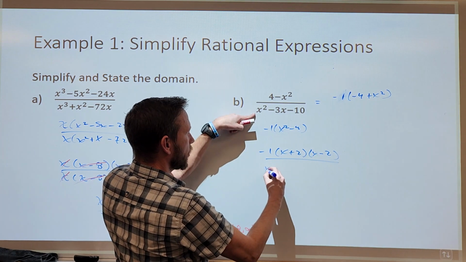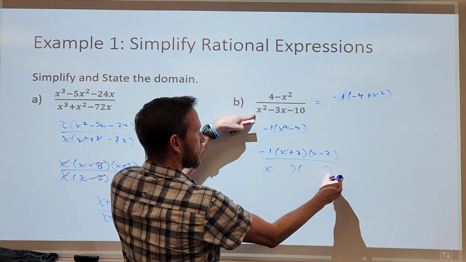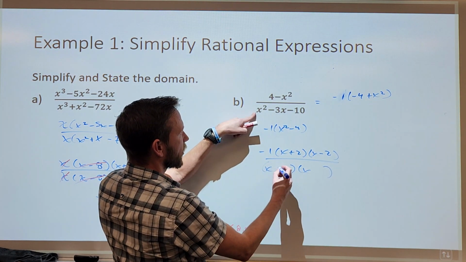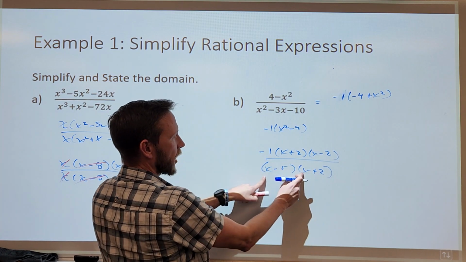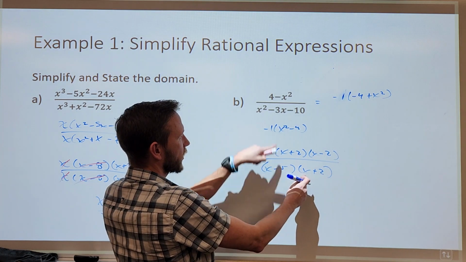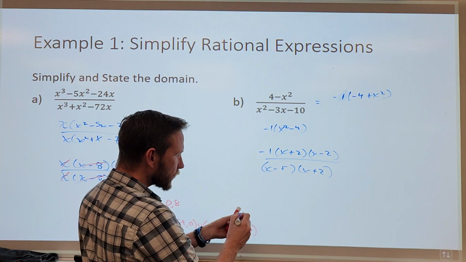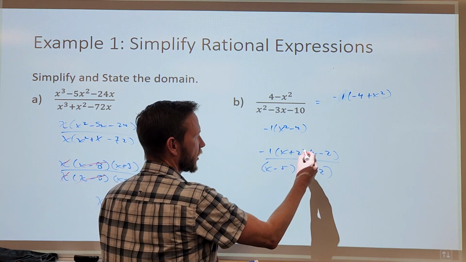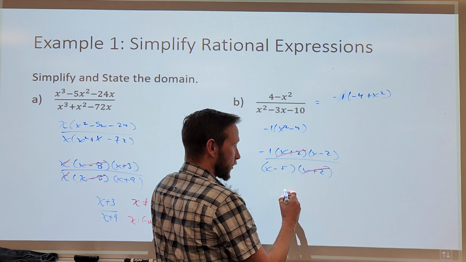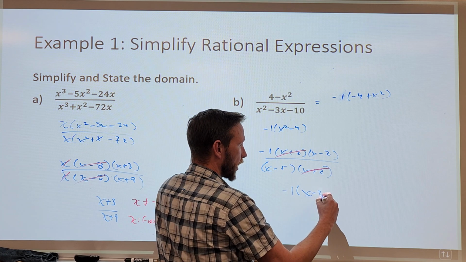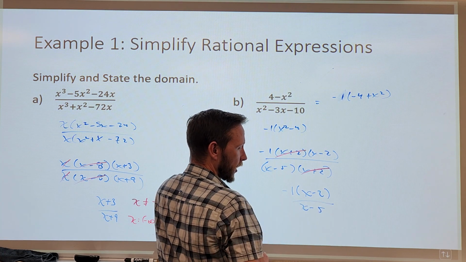In the denominator, we're going to have x times, let's see, x minus 5 and x plus 2 are going to give us x squared plus 2x minus 5x, and then minus 10. And so what we have here is these cancel out, and we can leave this in factored form. We can leave this as -1 times x minus 2 over x minus 5.